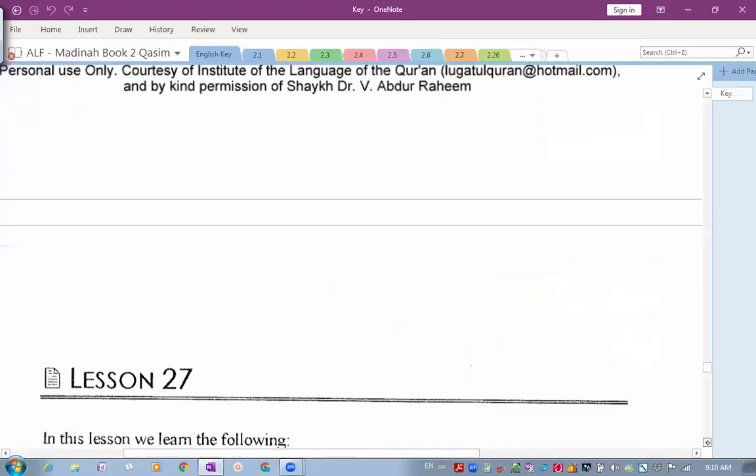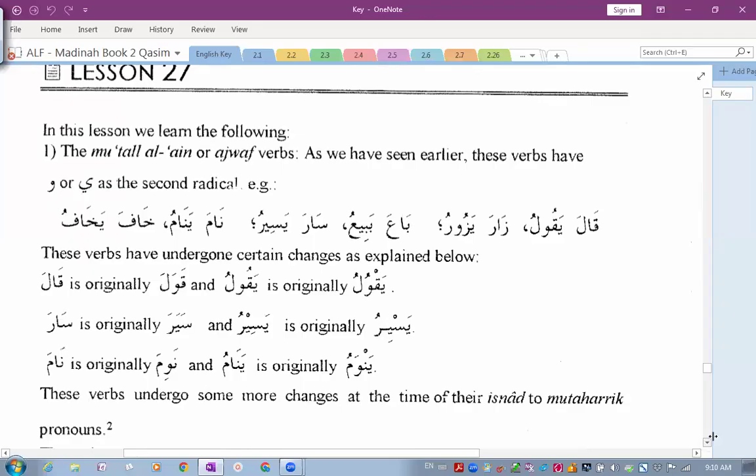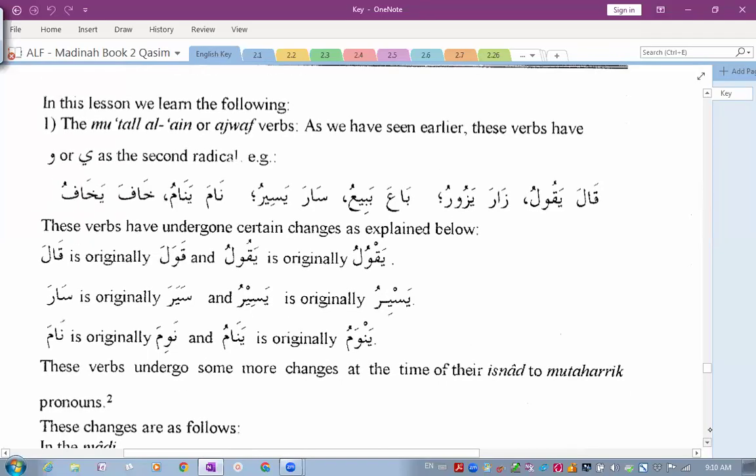So this is for Ajwaf, lesson number 27. Yes, lesson 27 is all about Ajwaf. There are some other concepts also, but the main topic is Ajwaf. I hope you can see my screen. So let's read together. In this lesson, we learn the following: the Mu'tallul Ain or Ajwaf verbs. As we have seen earlier, these verbs have waw or ya as the second radical. So the middle radical is waw or ya.